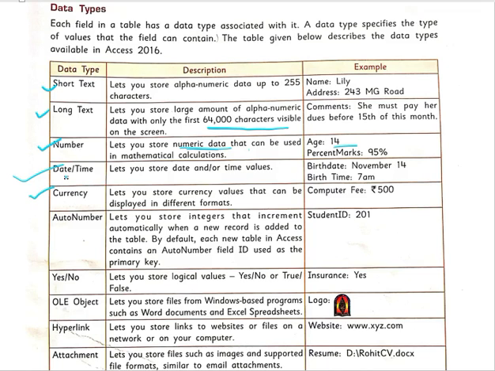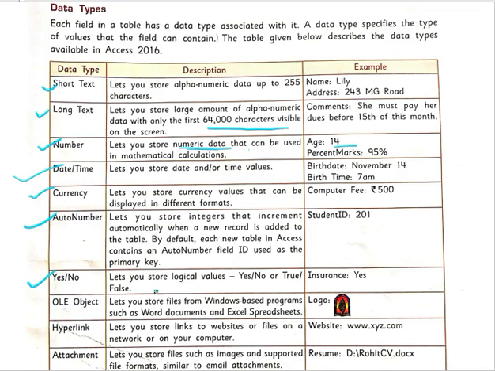Next is our currency, generally Indian rupees, dollar, cent, pound, like this. Auto number lets you store an integer that increments automatically when a new record is added to the table, and by default each new table in Access contains an auto number. That means suppose in the first record you have 200, the next will automatically be 201. You do not need to enter this number. It will automatically change, and the next number will come up.